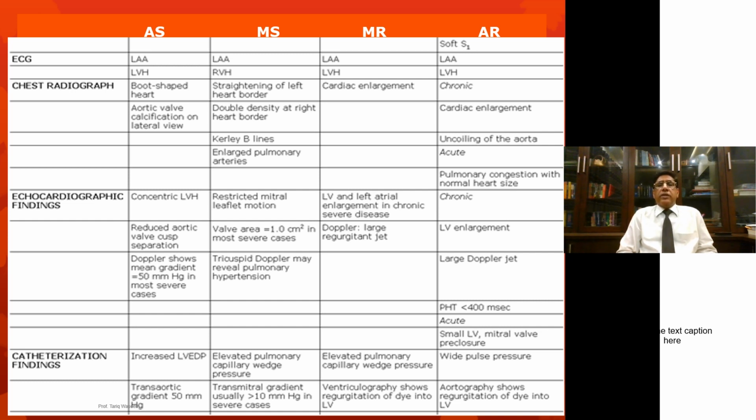In mitral regurgitation, there is left ventricular and left atrial enlargement in chronic severe cases, and of course, on Doppler, you would be seeing a large jet flowing back from the left ventricle to the left atrium.